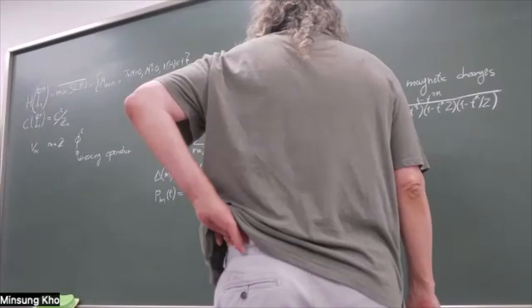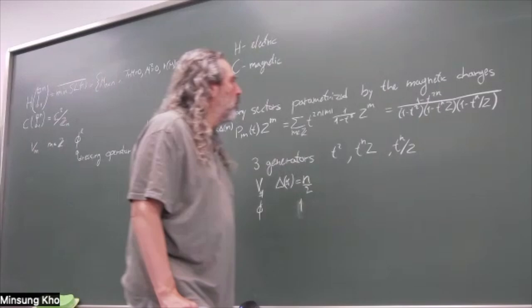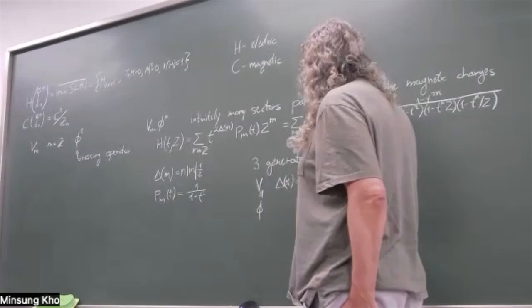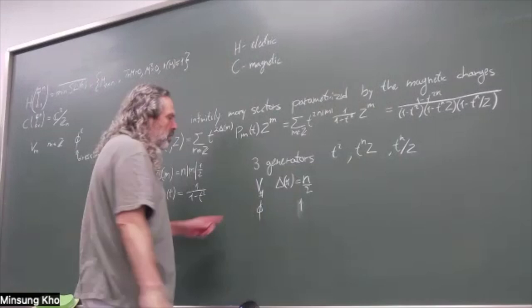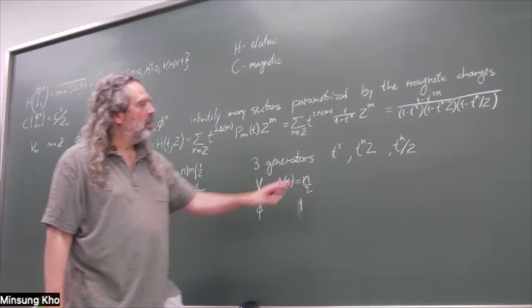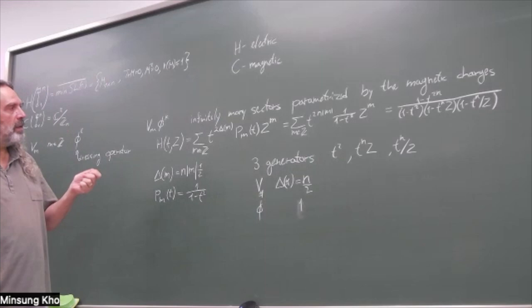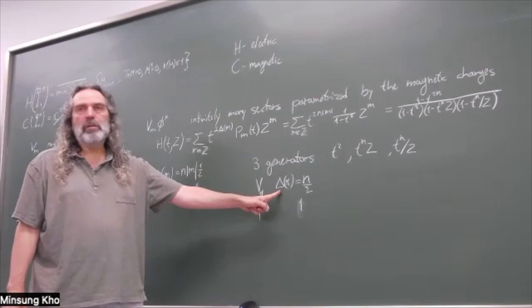In addition, the charge here is plus 1, minus 1, and 0. The magnetic charge for phi is 0, the magnetic charge for V_1 is plus 1, and for V minus 1 is minus 1. So those are the three objects that we see over here. There is a factor 2 difference between the dimension and the power of t. Why is this factor?